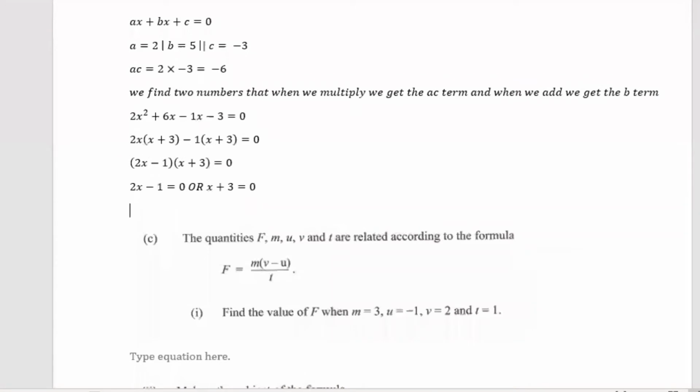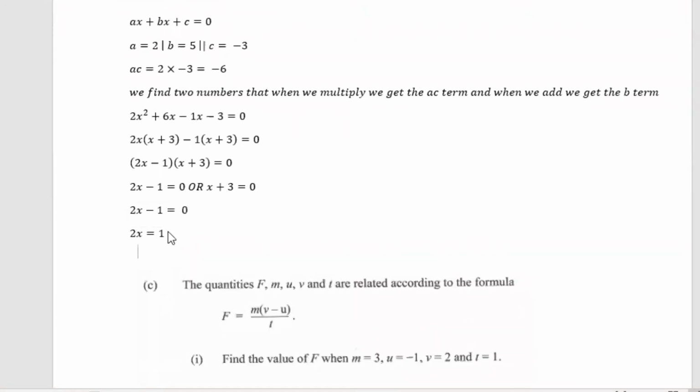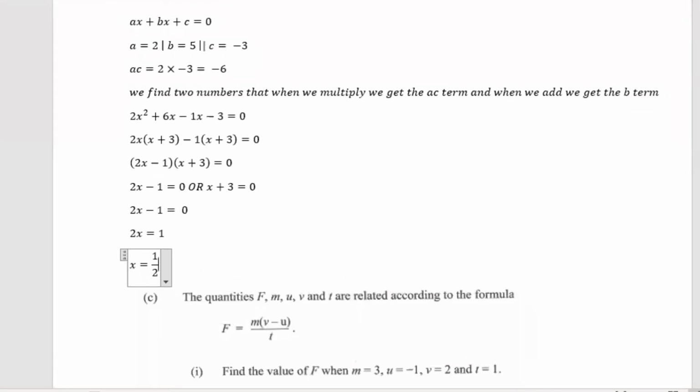So what we have is 2x minus 1 is equal to 0. So therefore, 2x is equal to a positive 1, as the 1 was subtracting on the left-hand side. So when it comes across, it will be adding. So we're adding 1 to both sides of the equation. And now we have x is equal to a half. And this is our first x term.